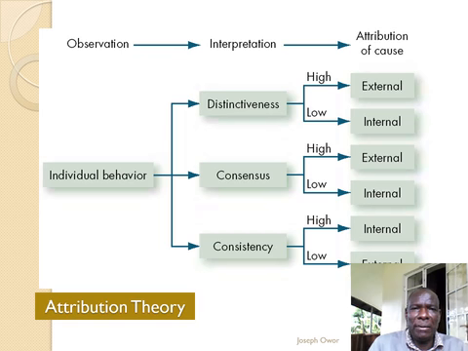Now, our perception of people's behavior is determined by these factors. Is the behavior distinctive? Is there a consensus on the behavior? Or is the behavior consistent? Once these are all high, you can now say that this person's behavior is due to internal factors, or it is due to external factors. Of course, if it scores high on external, you can say these are external factors. If it scores low in internal factors, then you can say so. So that's how we can attribute the behavior of people.